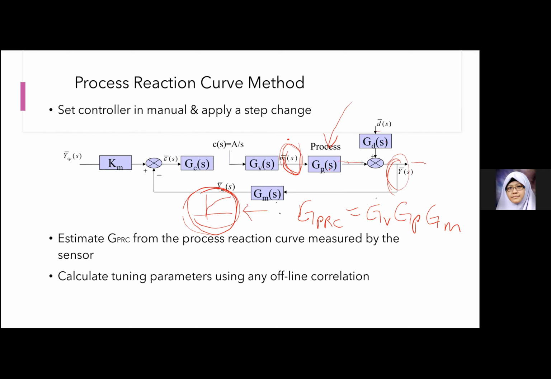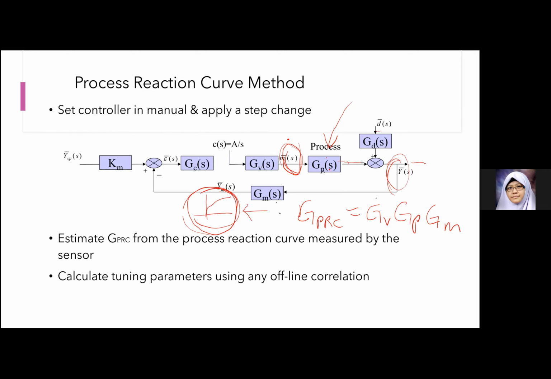So this is the data that you're given, it's from a simulation. So from a simulation, it's so much easier to get all the response, these curves. Okay, but if you're working with an actual process, it's actually GPRC, GV, GP, GM.